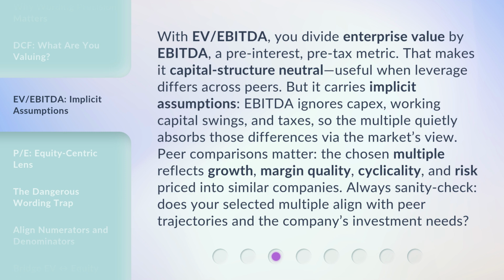Peer comparisons matter. The chosen multiple reflects growth, margin quality, cyclicality, and risk priced into similar companies. Always sanity check. Does your selected multiple align with peer trajectories and the company's investment needs?